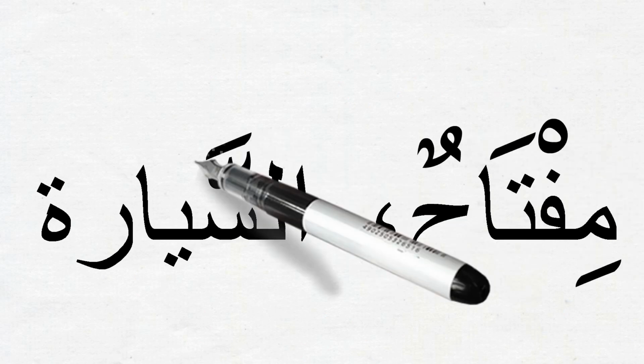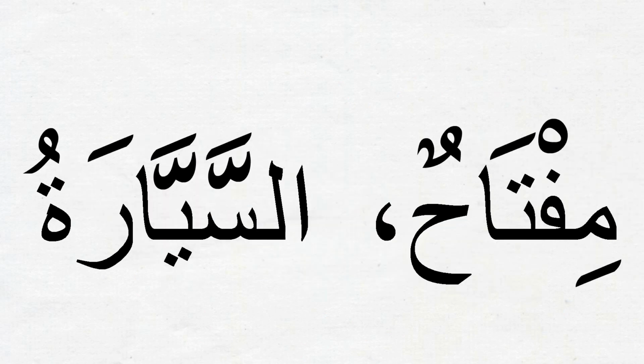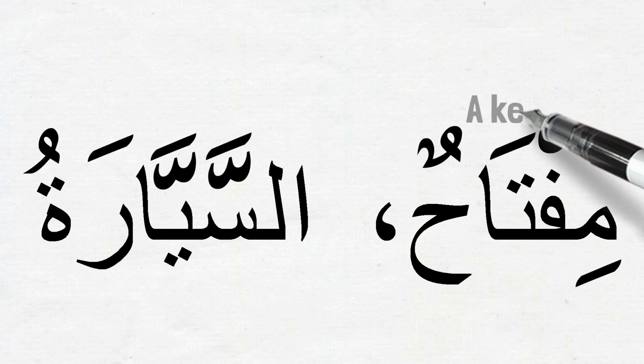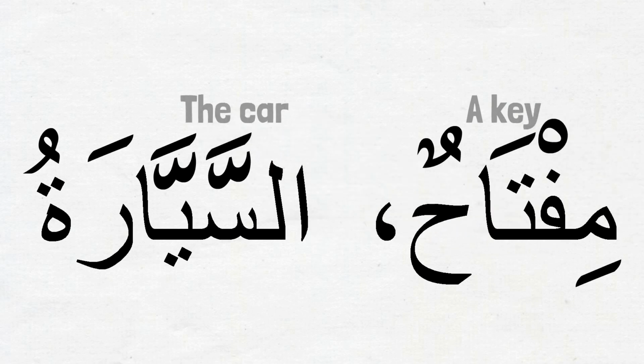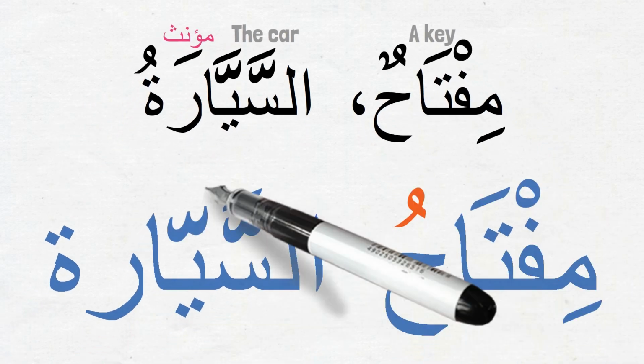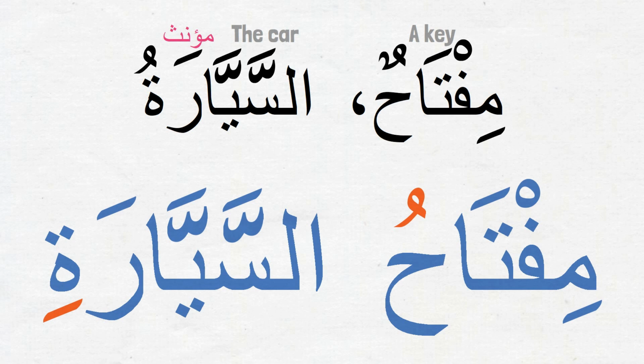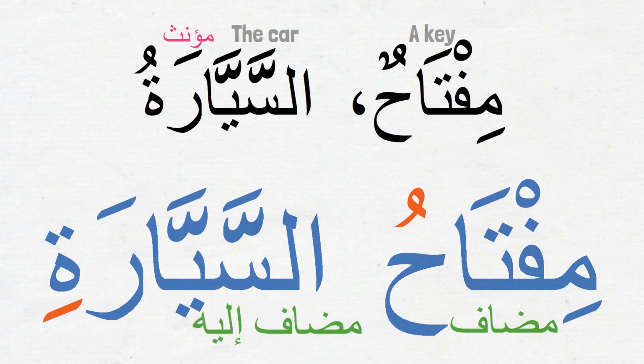And the final pair is miftahun wa as-sayyaratu. Miftahun is a key and as-sayyaratu means the car. As-sayyaratu is ending with ta marbuta, so it is a mu'annath or feminine ism. What will be the إضافة combination of these two ism words? It will be مفتاح السيارة. Here the mudaf is مفتاح and the mudaf إليه is السيارة.